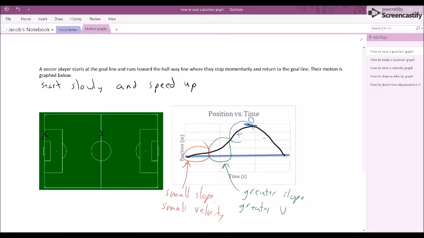So from here to here, this slope is decreasing again, okay? And so we're slowing down here. Our velocity is decreasing. And then we momentarily stop, okay? If you run one direction and go the other direction, in between there, you're going to stop.